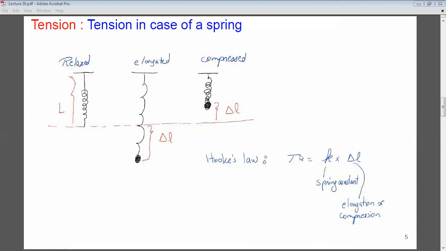Hooke's law for the magnitude of the tension T says it is equal to K delta L. K is some spring constant. It will either be given or I have to calculate it. Delta L is how much it was elongated or how much it is compressed. This is called Hooke's law. Perhaps you remember it from grade 4, I think.